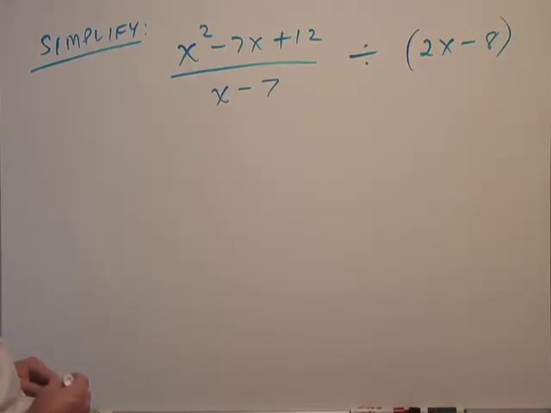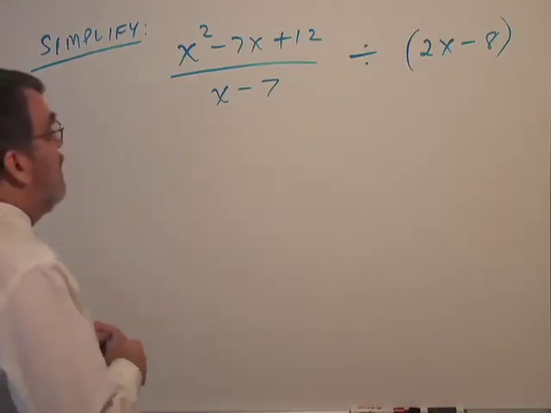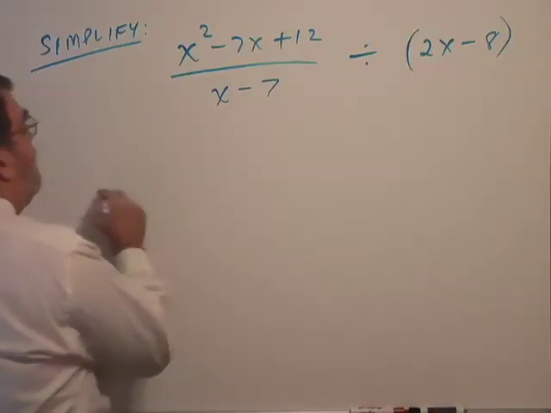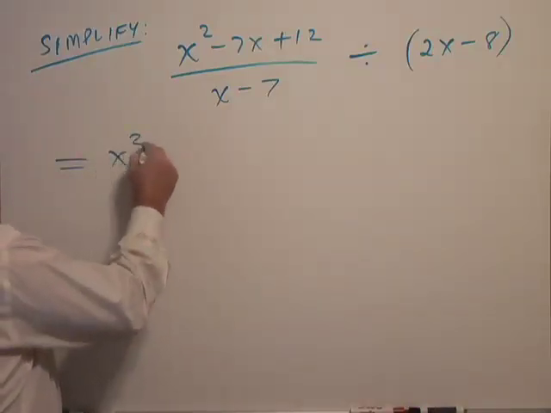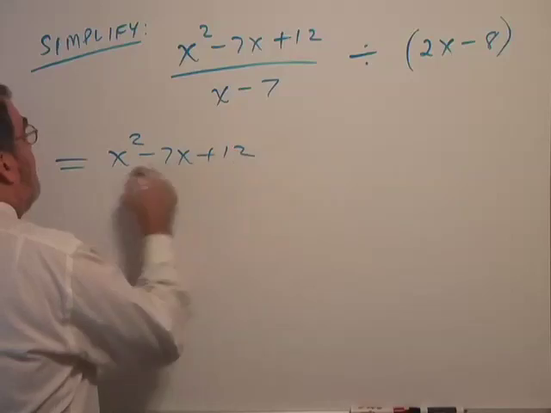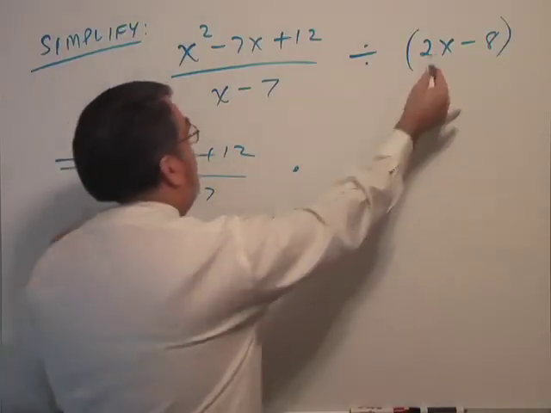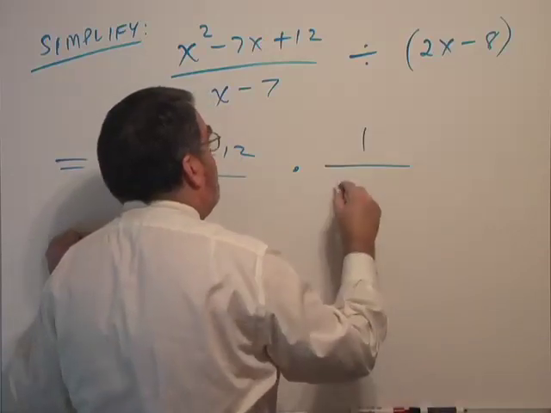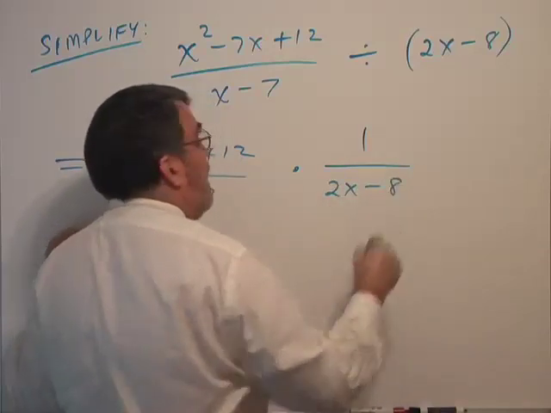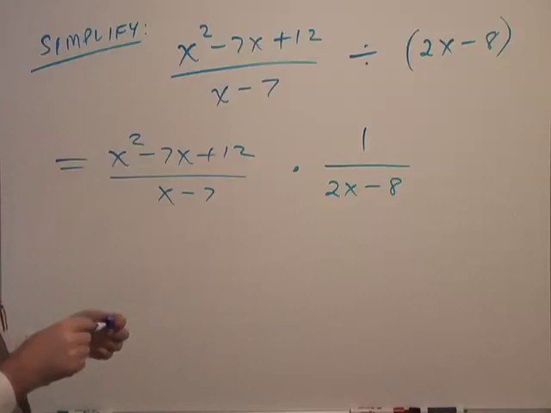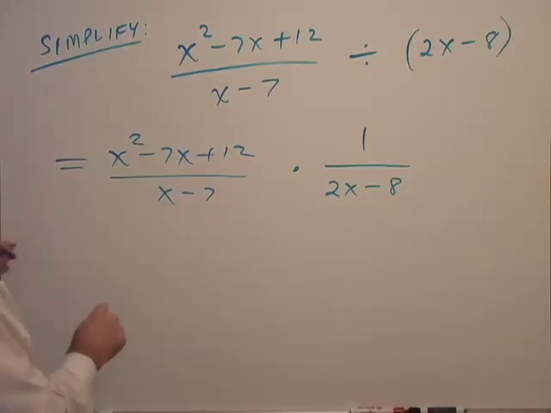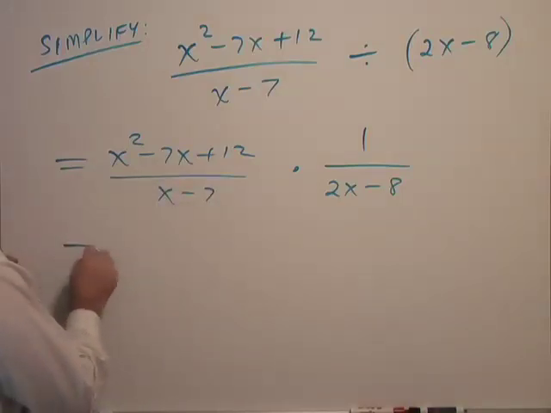All right, now to invert and multiply, it's going to be x squared minus 7x plus 12 over x minus 7 times what? Well, we invert and multiply this, so it's 1 over 2x minus 8. So that's all there is to setting that up, and let's go ahead and factor this and simplify it.